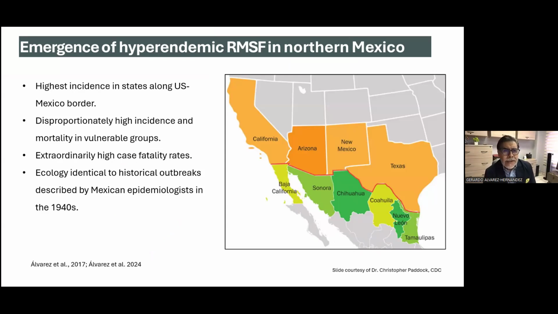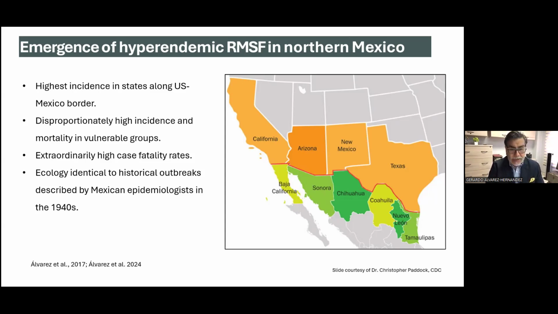That means that it's at least 6 times higher than the US national rate. And in this region, we have a really high rate of fatalities. When I say high rate of fatalities, I'm speaking about a 30% CFR. This fatality rate is impacting vulnerable populations and communities.